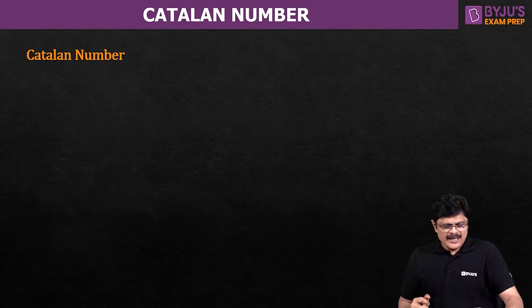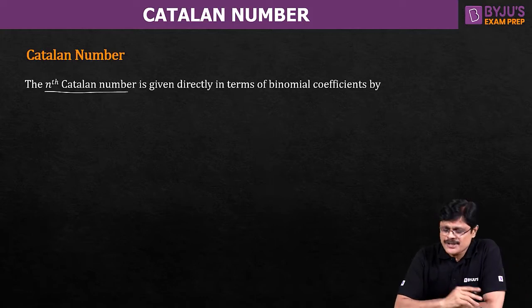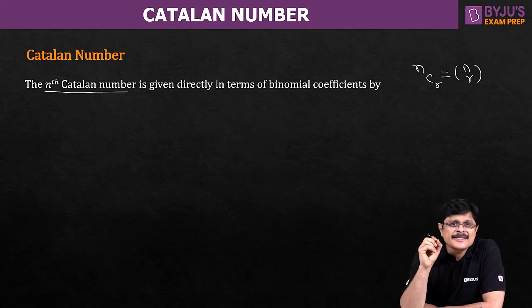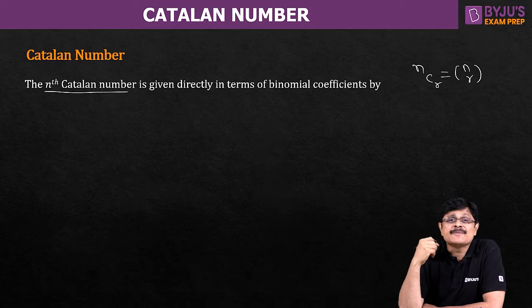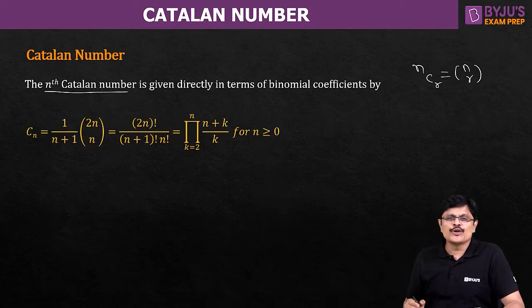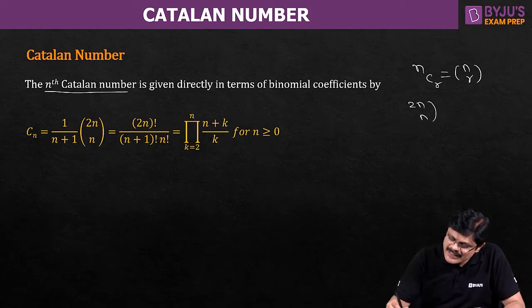Okay. Now, the nth Catalan number is given in terms of binomial coefficients. You all know binomial coefficients, nCr we generally use, and the other way of representing it is (n r). We can express this nth Catalan number in terms of this binomial coefficient, and that formula is given by this one. Cn is equal to 1 by n plus 1, 2n Cn. Here (2n n) is the same as your 2n Cn, my dear friends.